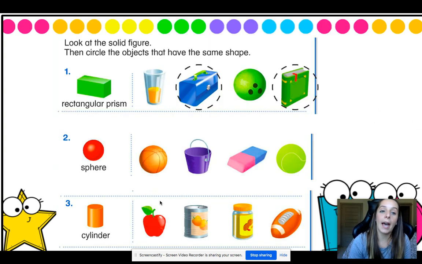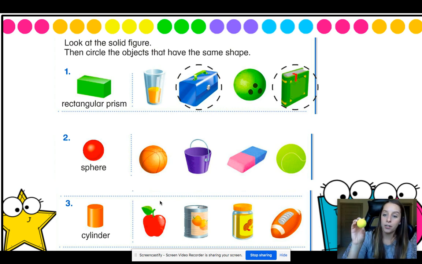All right, so let's look at our practice problems. It says to look at the solid figure and then circle the objects that have the same shape. So the first one's done for us, and it is our rectangular prism, which is made up of rectangles and squares. And I want you to look at those 4 objects: our glass of juice, our toolbox, a bowling ball, as well as a book. And only 2 of them have that same shape of a rectangular prism, and that is the toolbox as well as the book.